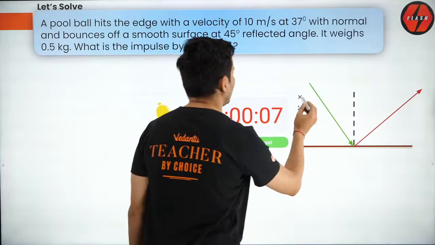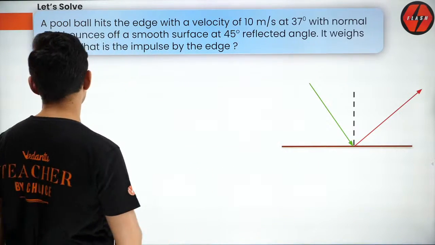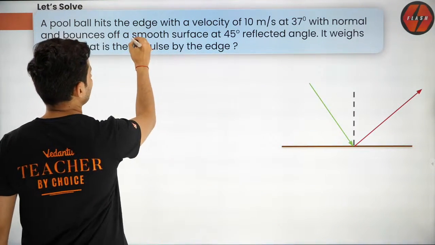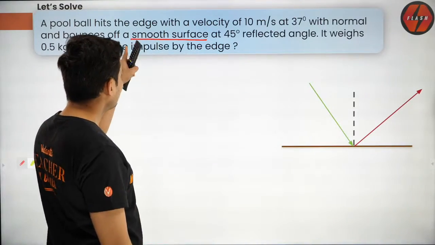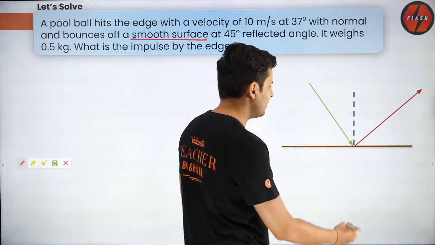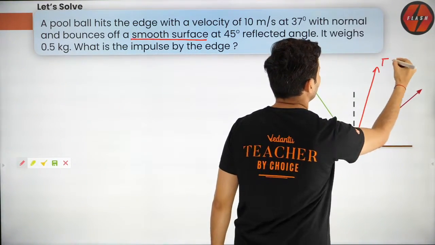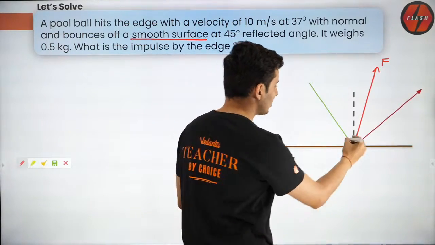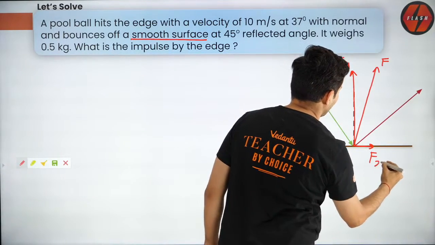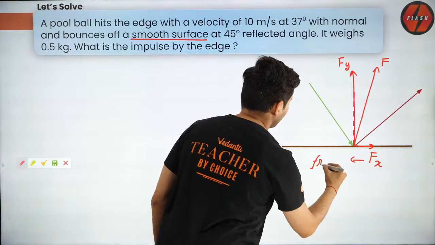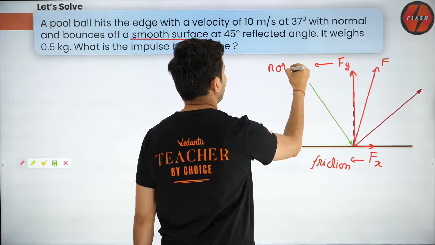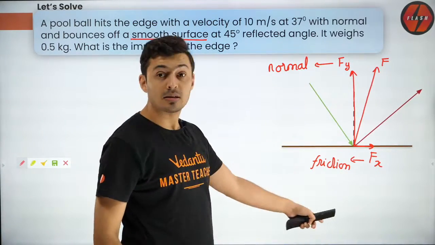Okay, the time is up, and now let's talk about this question. So the most important word in this particular question is smooth surface. Understand, when the ball hits over here, it will experience some force. Maybe, I don't know, I'm just guessing, the force, assume it is in this direction. Now that force will obviously have two components. One is Fy and one is Fx. In fact, this Fx is friction, okay, and this Fy is nothing but normal, correct? So this is normal and this is friction.